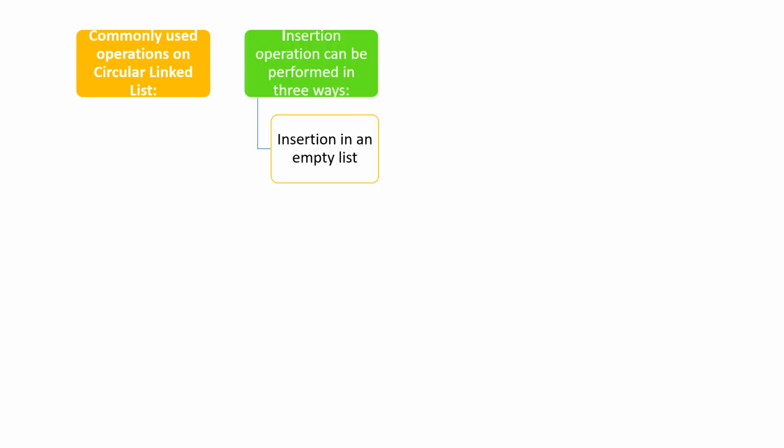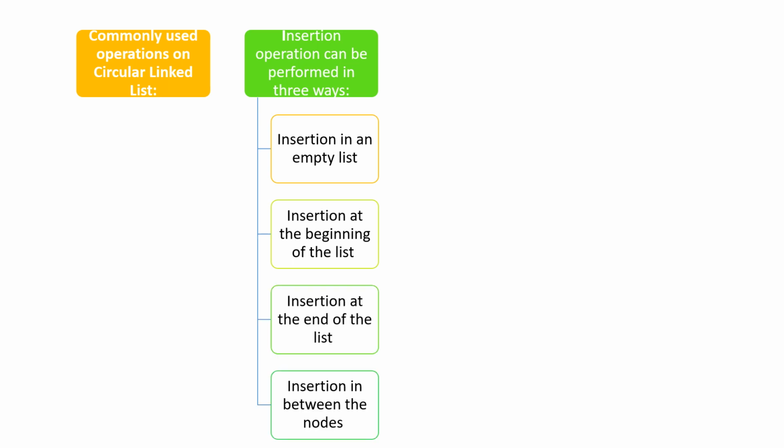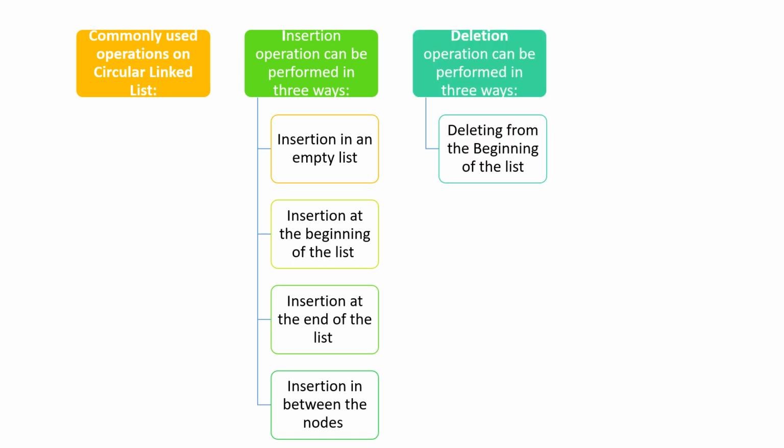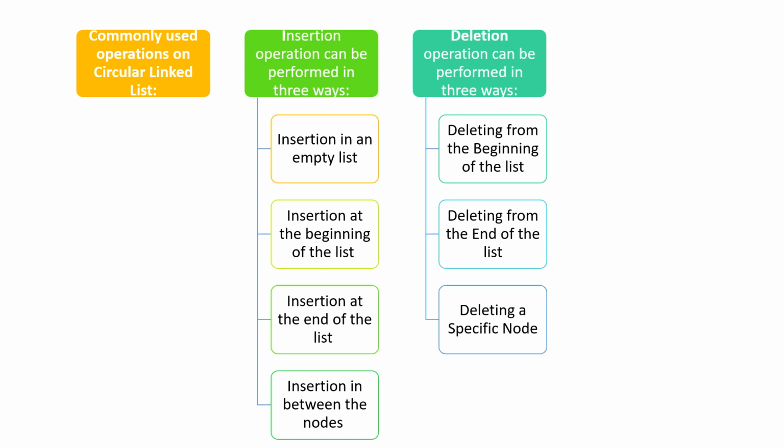So now we can see the operations on this linked list also. The insertion that can be performed is in an empty list, at the beginning of the list, at the end of the list, and also between the nodes. And deletion can be performed from the beginning of the list and the end of the list, and also deleting a specific node. And this displays the data in the circular linked list.